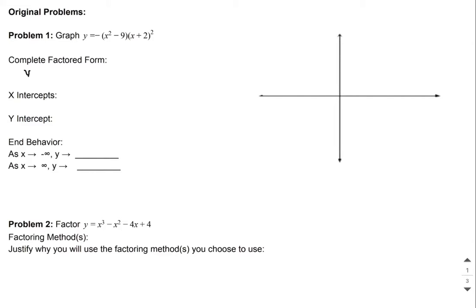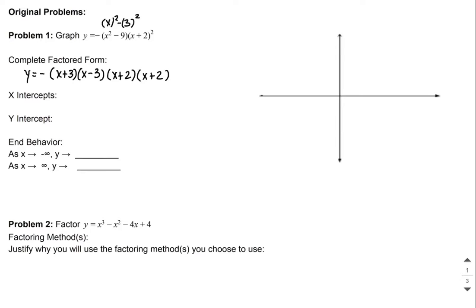So I'm going to rewrite this as y is equal to negative. I'm going to change x squared minus 9. I know that's x squared minus 3 squared, which means I can break it down further into x plus 3 times x minus 3. x plus 2 squared, I'm just going to write out as x plus 2 times x plus 2, so I can more clearly see what's going on.